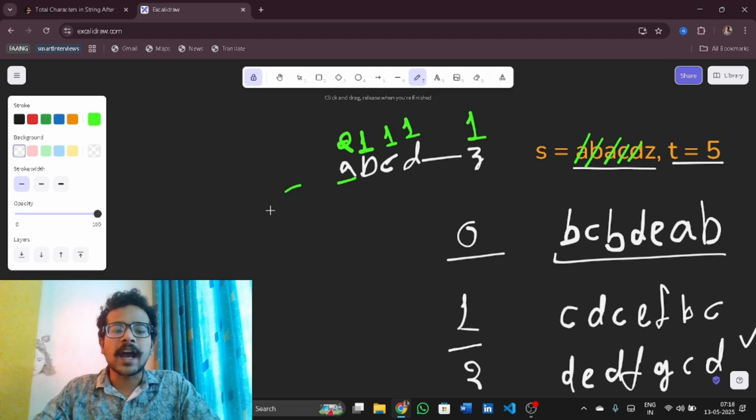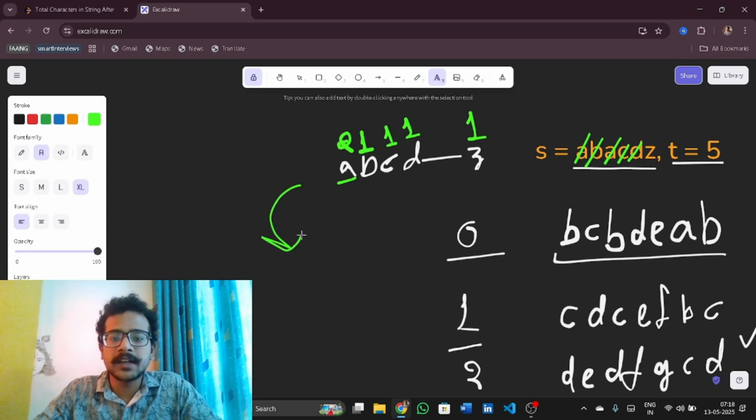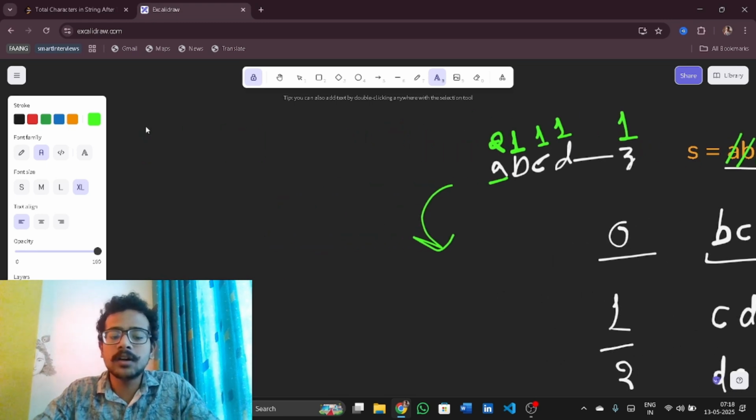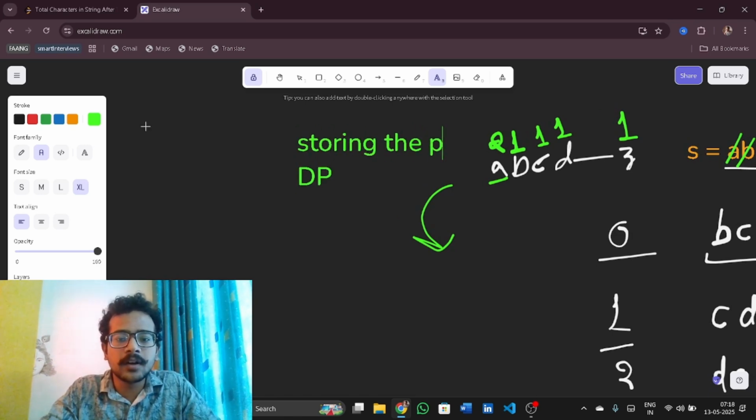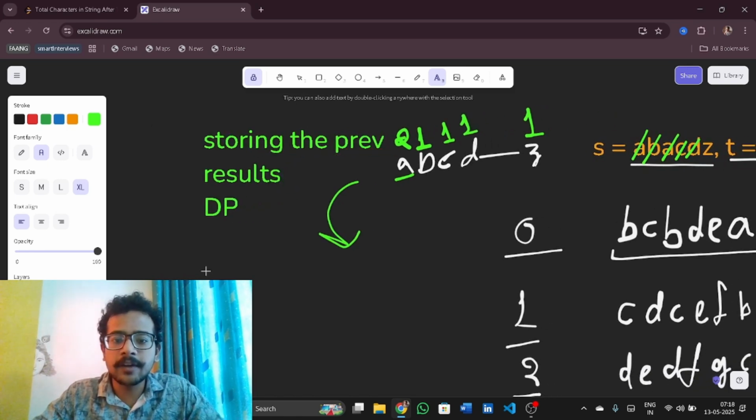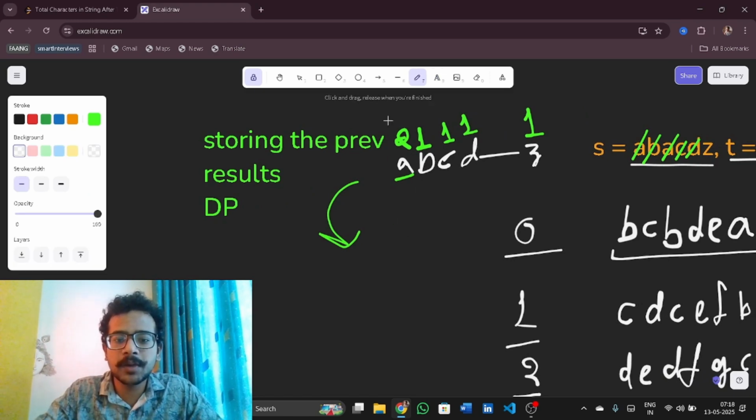Now, here is the first intuition, or here is how you can get the intuition of DP. DP is nothing but storing the previous result. I think it's clear. I have stored the previous results: how many times A is there, how many times B is there, how many times C is there, how many times D, and also Z.